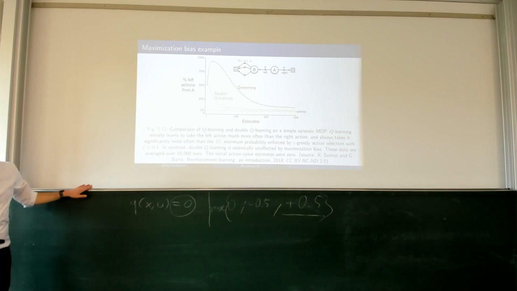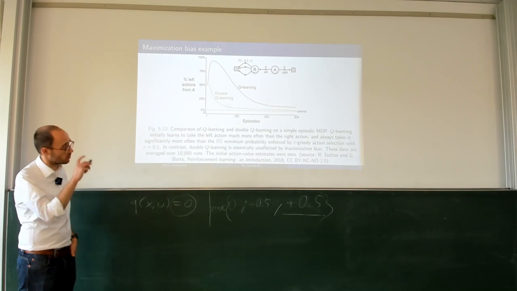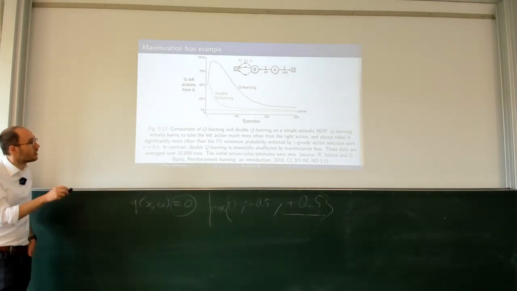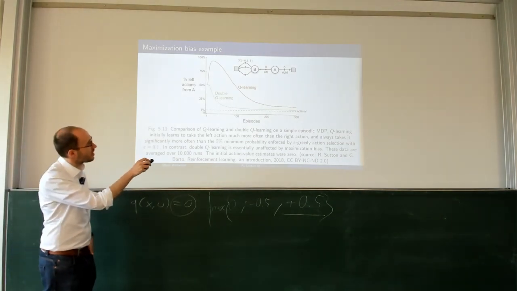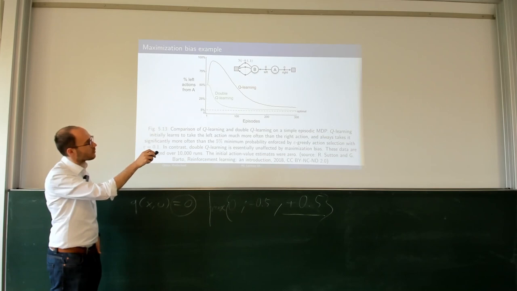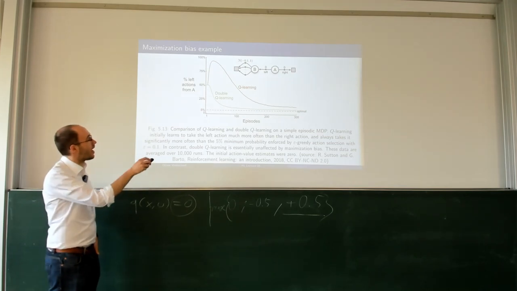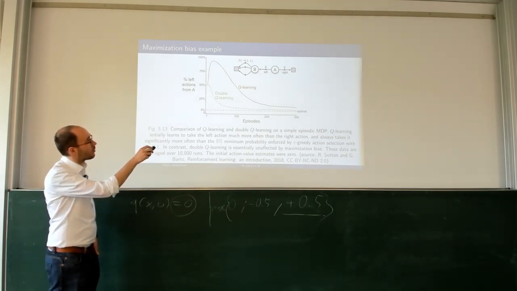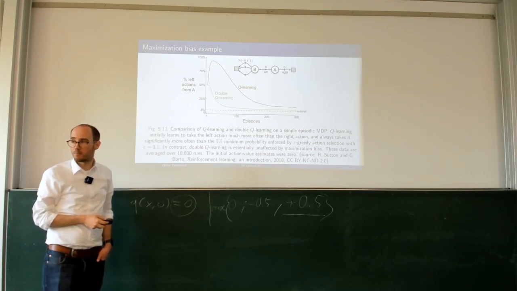Just as the last slide for today, to illustrate that, based on an example from Barto and Sutton, what we can basically see here is a very simple MDP. We have two states, A and B. From A, we can go deterministically right or left. If you go right, you will get a zero reward and go to the terminal state. And if we go left, we will have different outcomes. That will be basically a normal distribution with a standard deviation of 1, but a mean of minus 0.1.